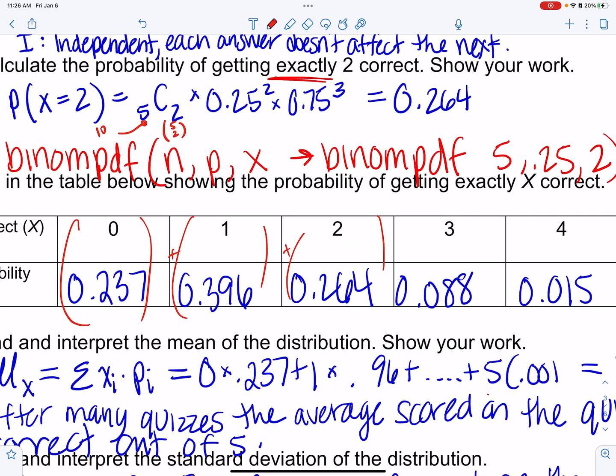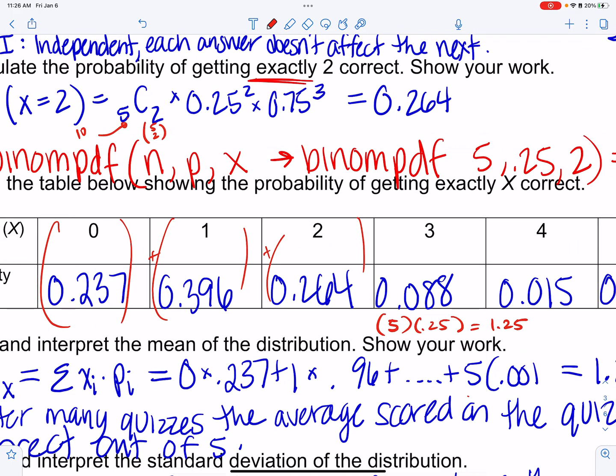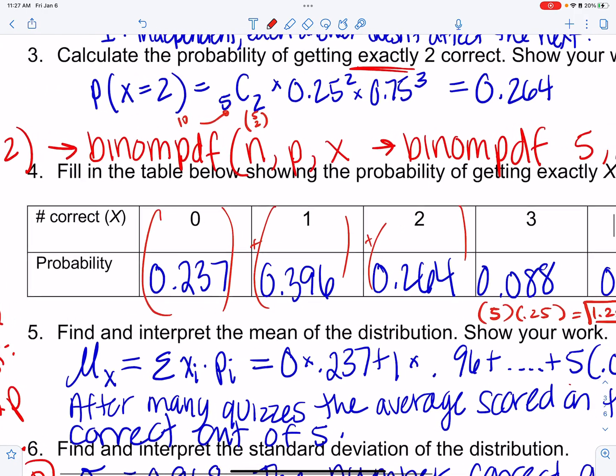But if you think about it, if I had 5 problems and I have a 25% success rate each time, then what's 5 times 0.25? That is also 1.25. So what I'm supposed to see here is if the probability is the same every single time, you can just multiply your number of trials times the probability of success, and you're going to get your average, your mean, your expected value.